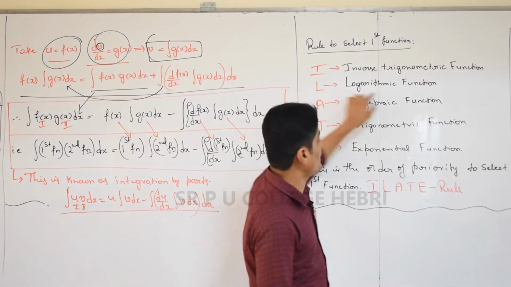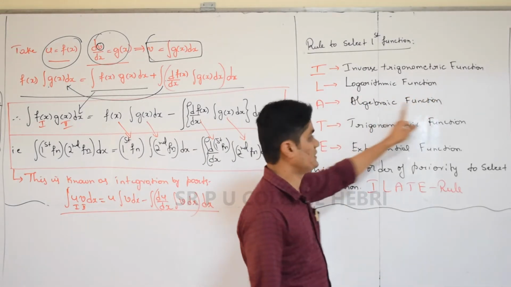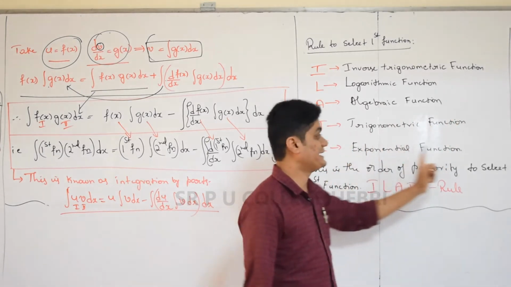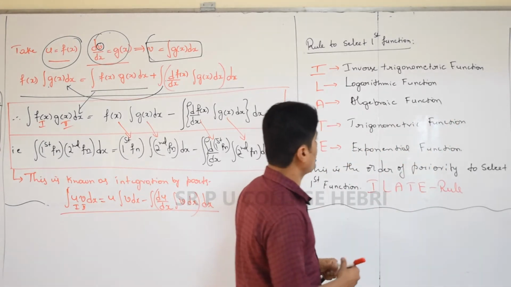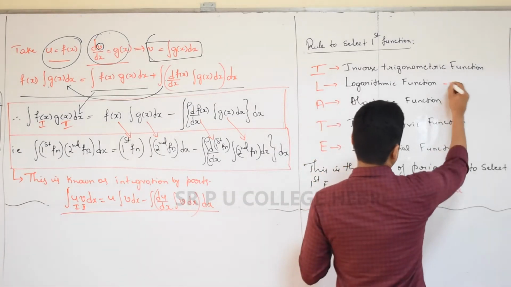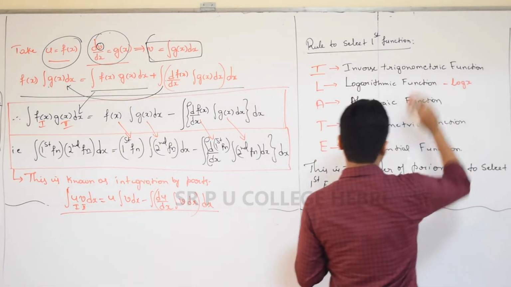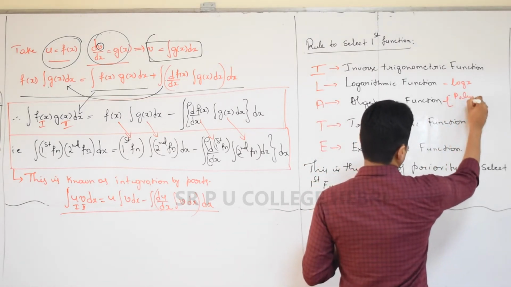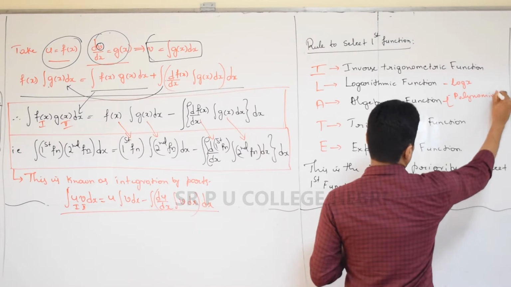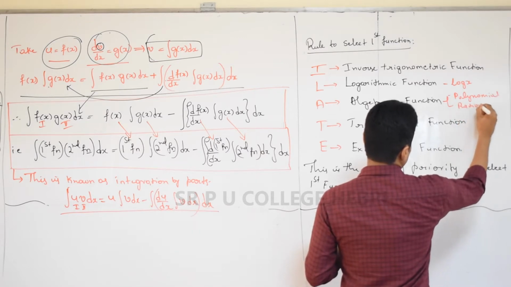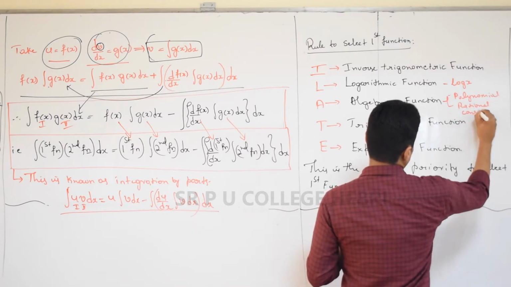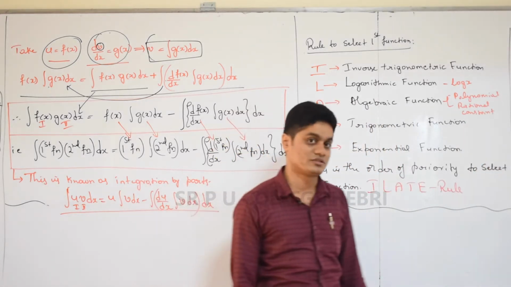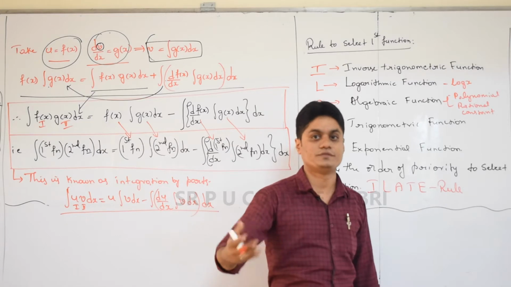What does L represent? Logarithmic function. A represents algebraic function. T represents trigonometric function. E represents exponential function. Logarithmic function, you know what comes under it, log x. Anything with log is a logarithmic function. Algebraic functions: polynomials, rational functions, constant functions, all these are algebraic functions. x square, x cube, x by x cube, something like that, constants 5, 4 like that.